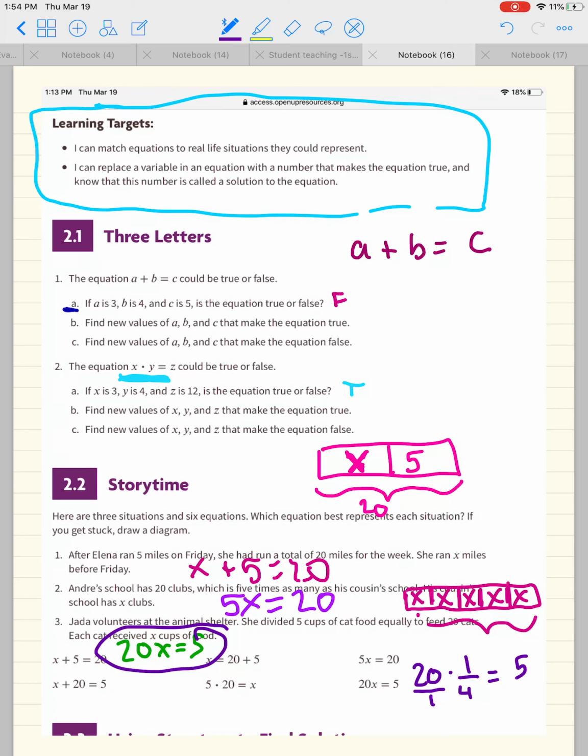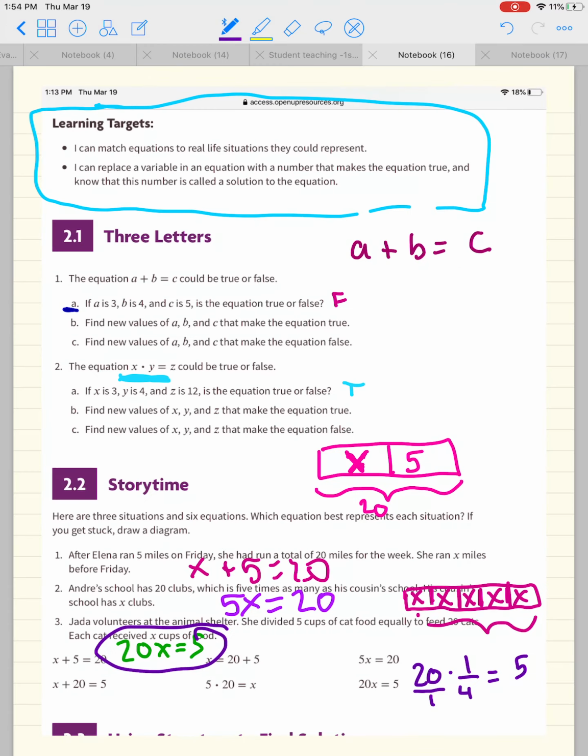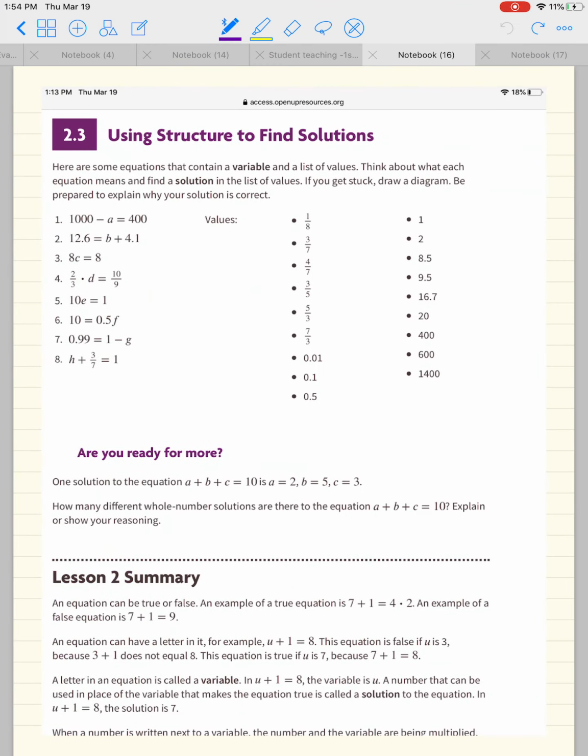That was a lot that we just went through, especially with the last diagram, so if you're confused, please send me a message or let me know. Oops, I just dropped my Apple Pen. I'm going to go ahead and move on to lesson 2.3, using structures to find solutions.